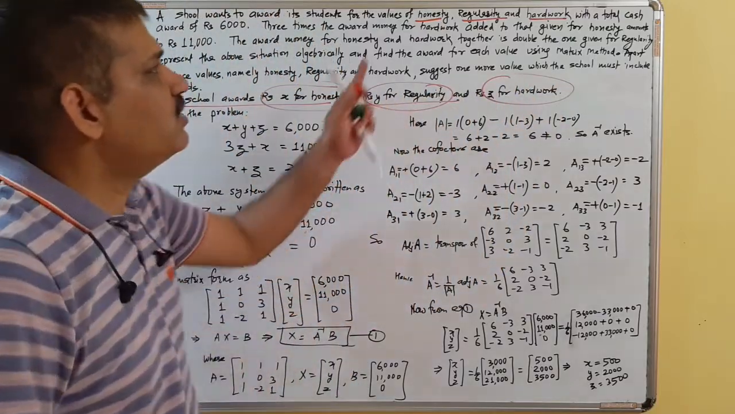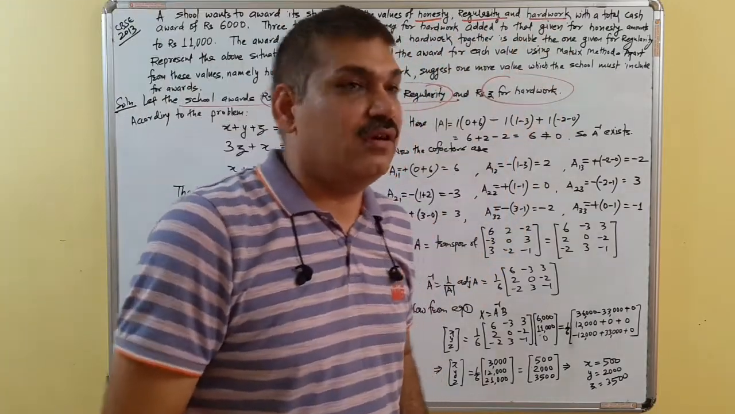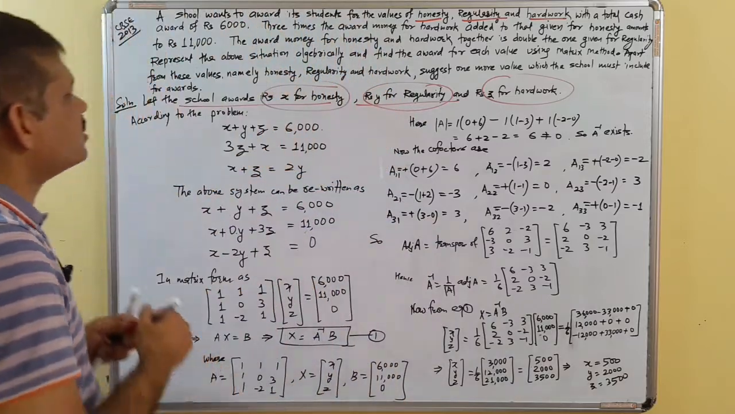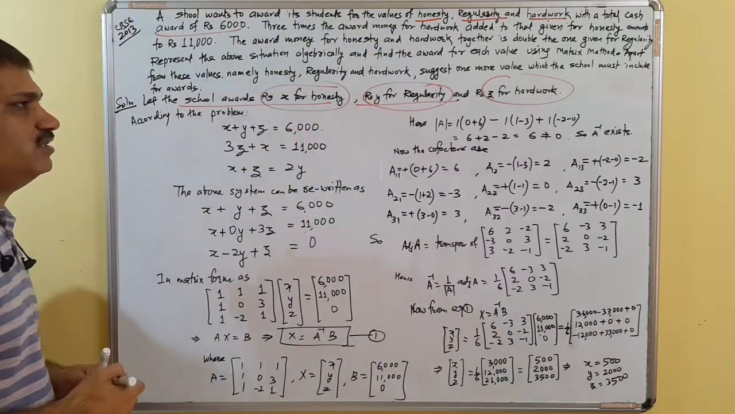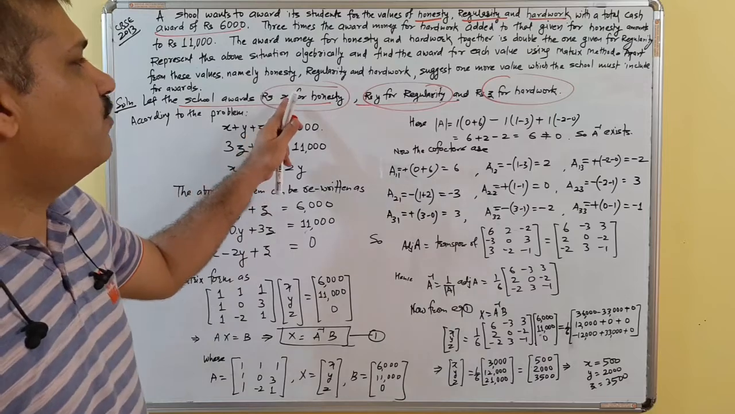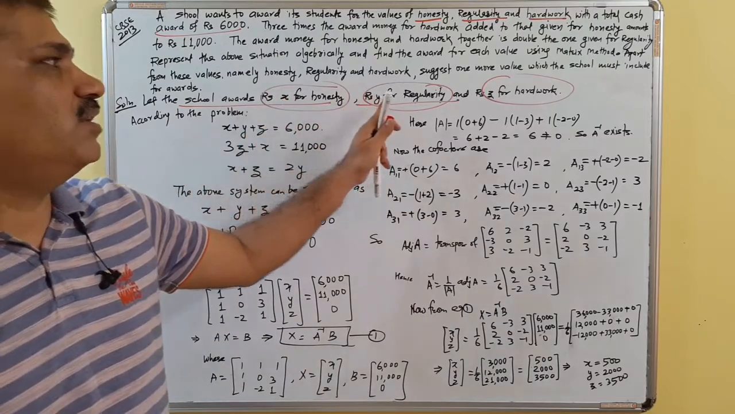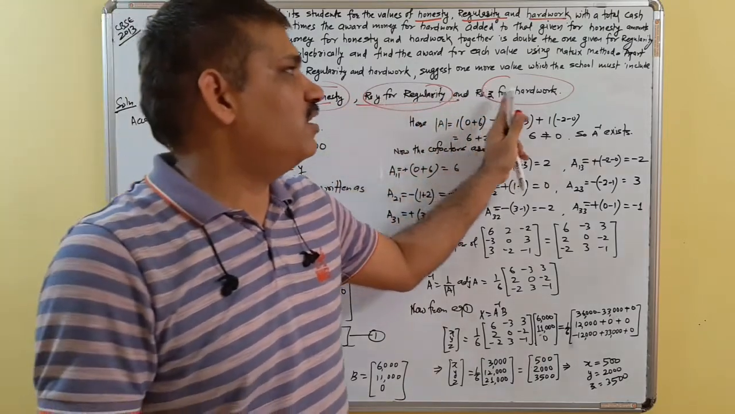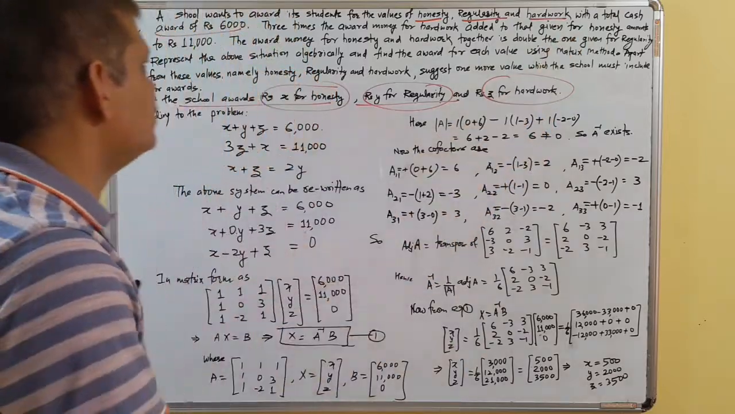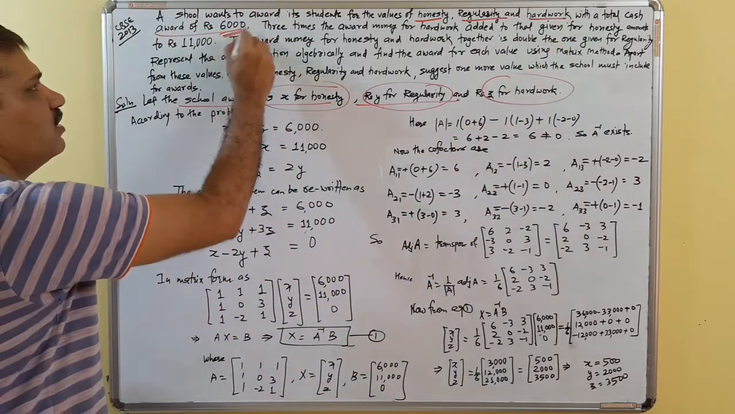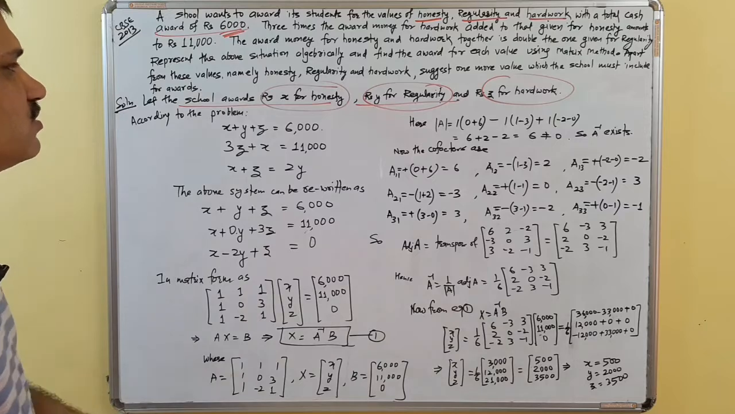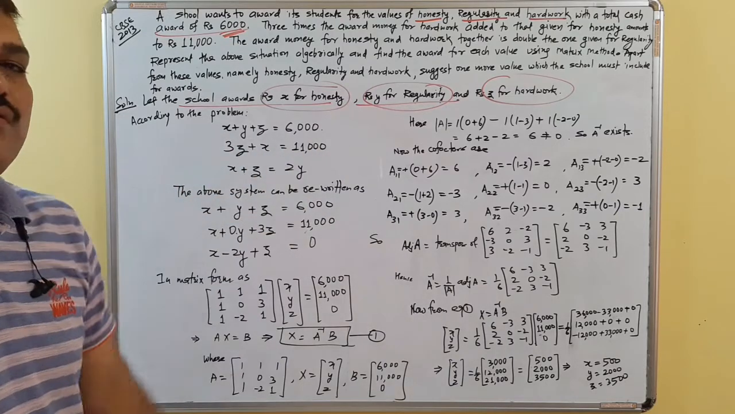So honesty, regularity and hard work, with a total cash award of rupees 6,000. So the money awarded for honesty, regularity and hard work together is rupees 6,000. So simply x plus y plus z is equal to 6,000.